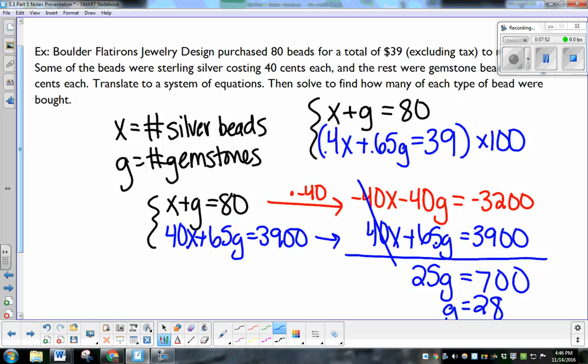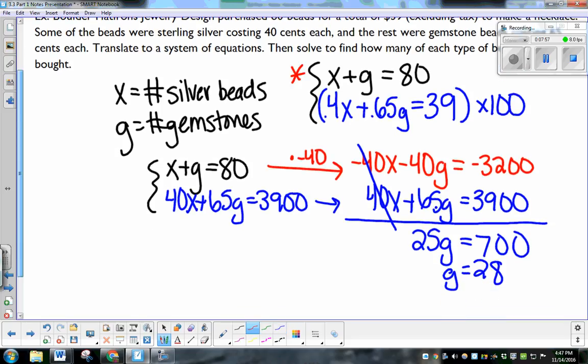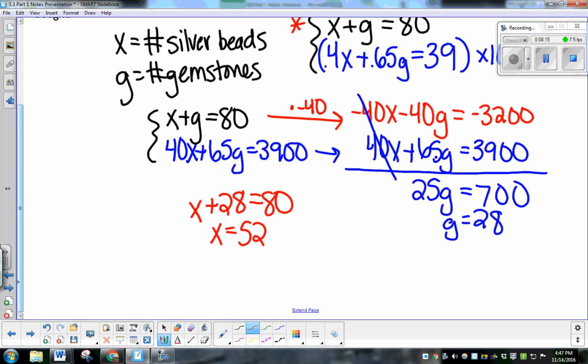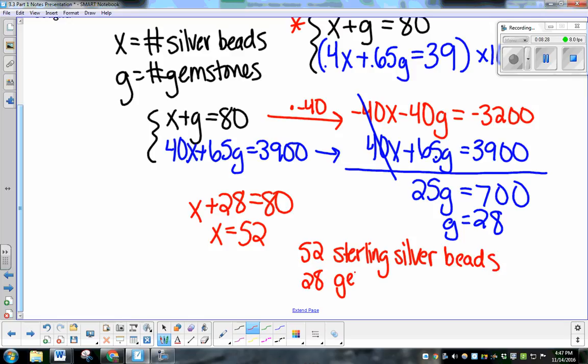So we just need to plug this into one of our equations. I'm going to go ahead and plug it into our first equation, this one right here. X plus G equals 80. So I'm going to write X plus 28 equals 80. And then we just need to subtract 28 from each side to find out what X is. So we are left with X equals 52. So we want to write this nicely here to answer the question. We know that there are 52 sterling silver beads and 28 gemstone beads.